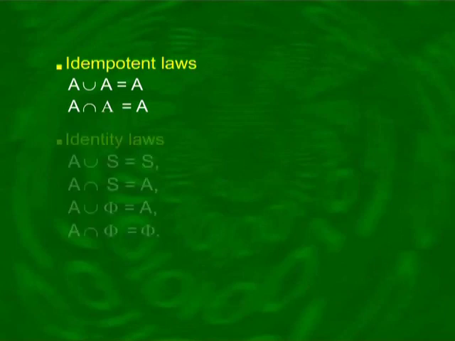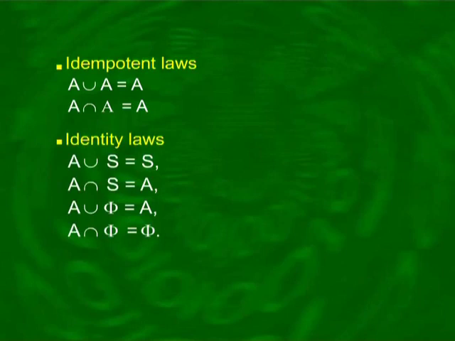The idempotent law is extremely obvious. A union A is equal to A, and A intersection A is also equal to A. The identity laws are A union S is equal to S, A intersection S is equal to A, A union phi is A, and A intersection phi is equal to phi.